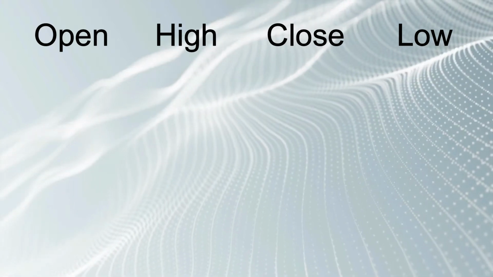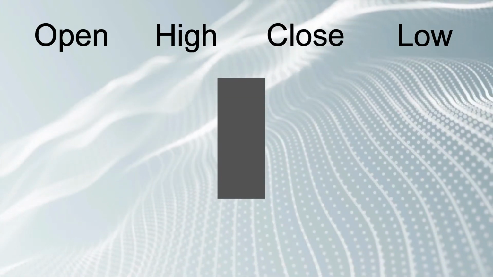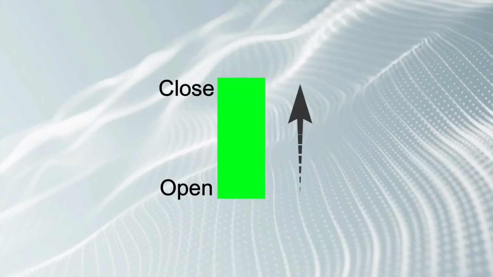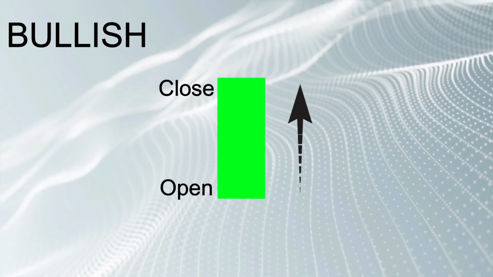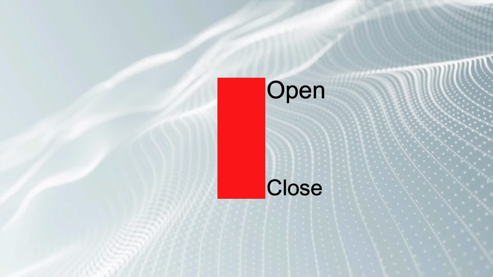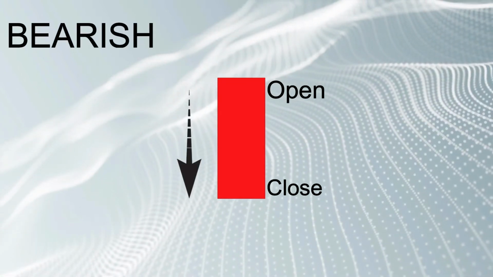The range between the open and the close is represented by the body of the candle. When the close is higher than the open, the candle will be green because the stock's price increased. This is called a bullish candle. On the other hand, when the close is lower than the open, the candle will be red because the stock's price decreased. This is called a bearish candle.